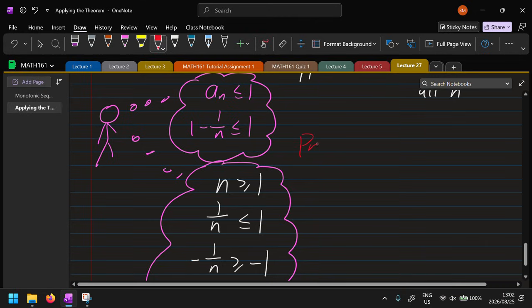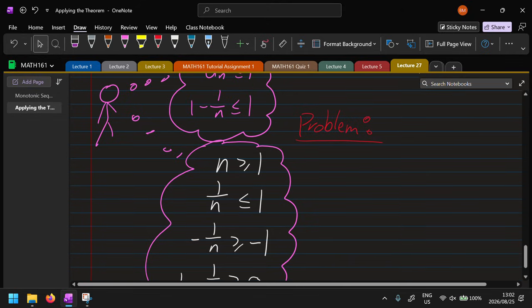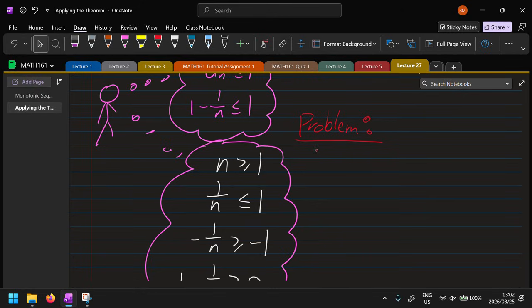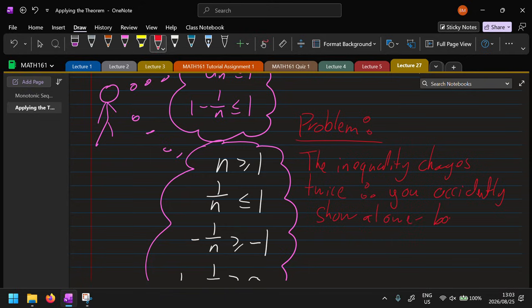So problem. Okay, now please make sure you include this. It's a very, very common mistake for the tests. So problem, the inequality changes twice. Therefore, you accidentally show a lower bound. Okay. Very, very common mistake.